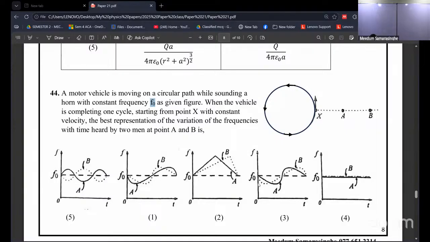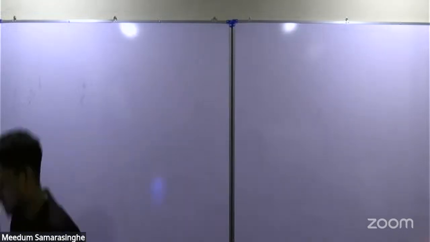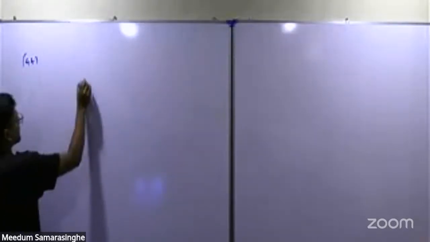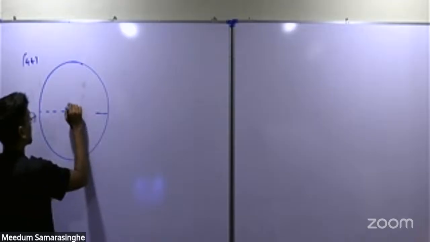Now, completing one cycle starting from point X with constant velocity, it is moving with a constant angular velocity. Which is the best representation of the variation of the frequency with time heard by the two men at points A and B? Nice. Now, this is the question, the 44th one. The vehicle is moving in a circular path with a constant angular velocity.